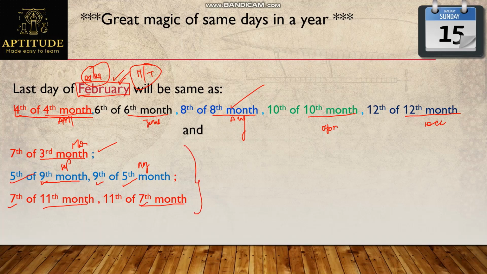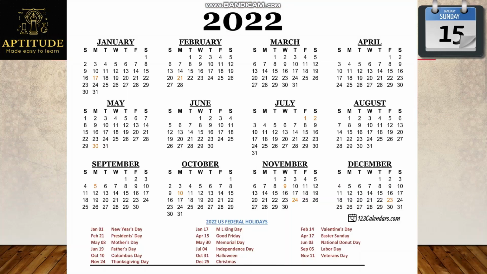So let's see whether these rules, this particular shortcut, hold for the same year. I'm considering the present year 2022 and I'm checking these rules. So let's check the last day of February of the year. The last day of February is here, 28th. It is not a leap year, so it is falling on Monday. What they said, the first one, will be the same as 4th of the 4th month. The 4th month is April. Yes, 4th of 4th month is the same.